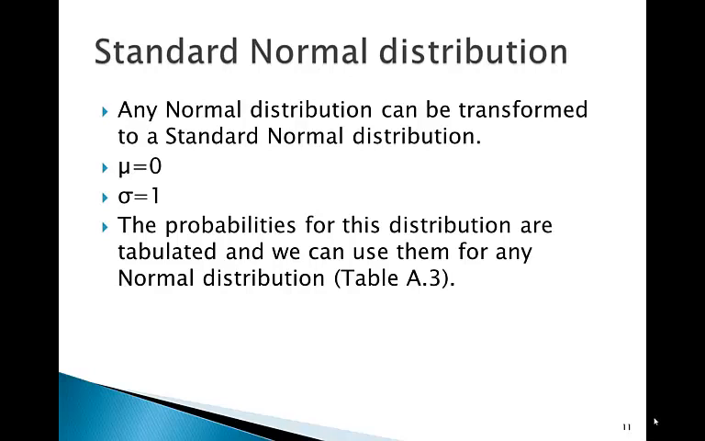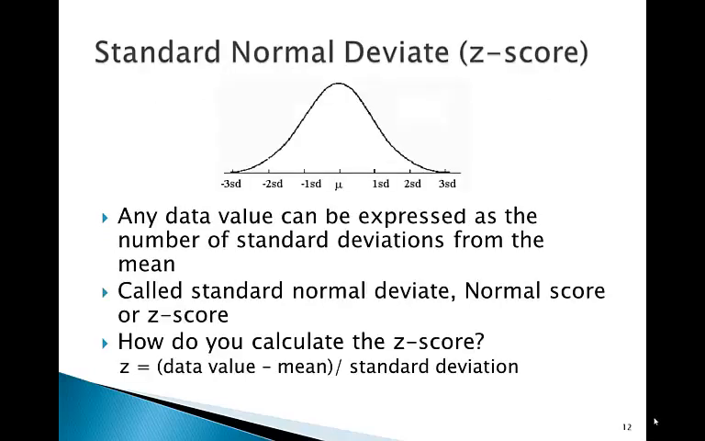So we have to transform our distribution into the standard normal, and then we can use a table to look up probabilities. When we transform any data value into the corresponding value from the standard normal distribution, this is called a z-score. We calculate the z-score by taking the data value that we're interested in and subtracting the mean. This moves the center to 0. So if you take a value, subtract the mean, it'll move the center of that distribution to 0.